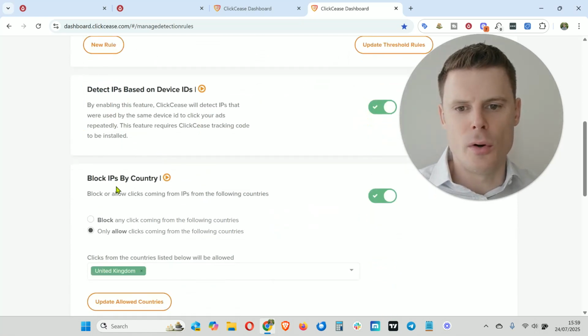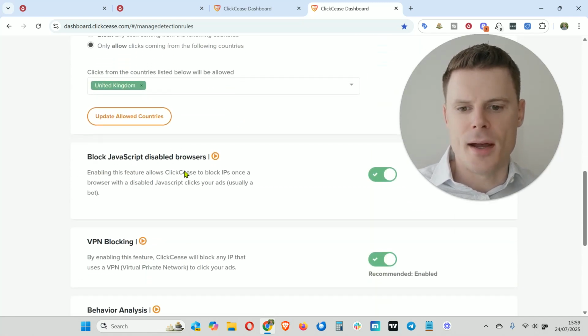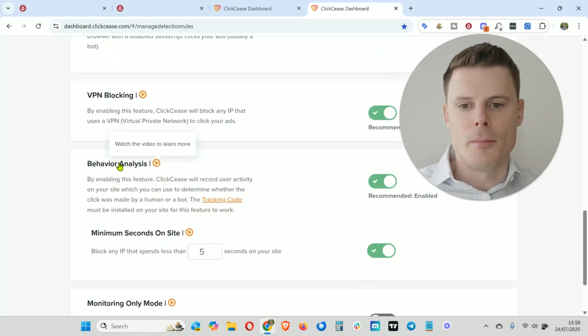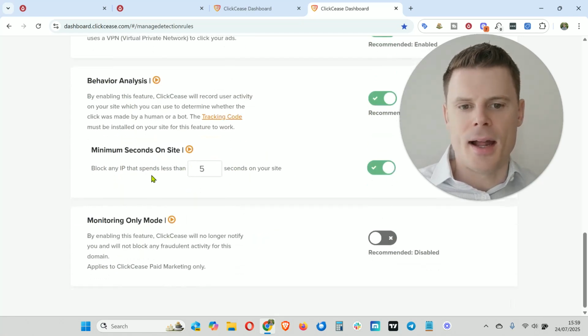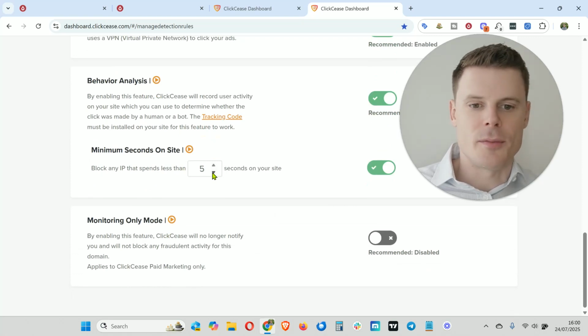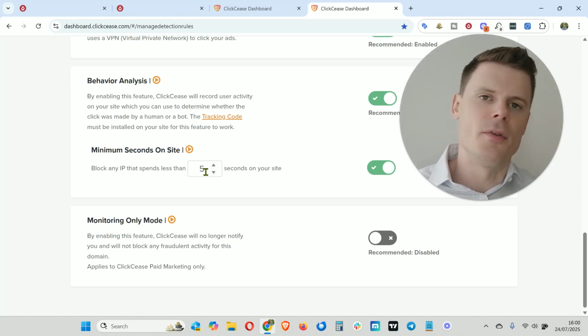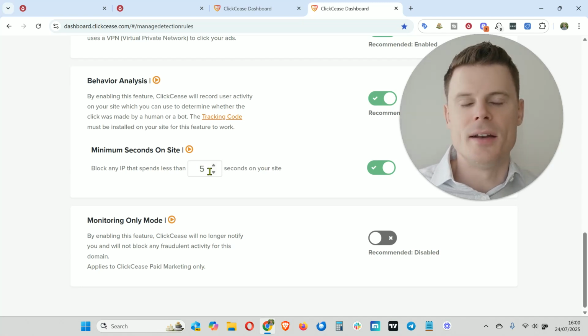You also have the option of blocking IPs outside of a country. That can be very useful. You can block people, again, who are using a VPN. You can block people based on their behavior and based on whether or not they bounce from the website. So you can select how long they've been on the website, and if they are spending very little time on the website before leaving, then you can go ahead and block those users.